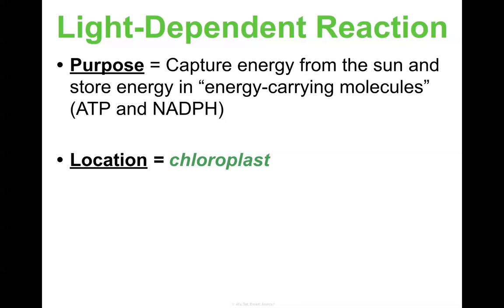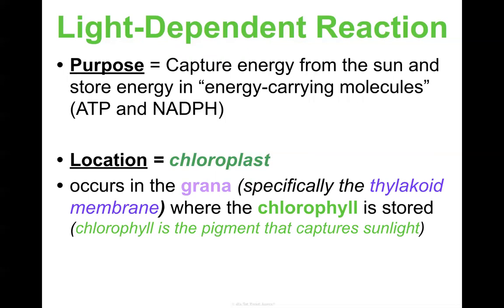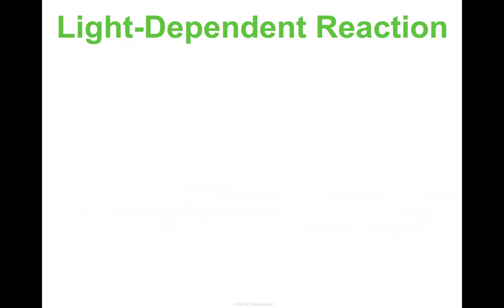The location where this light-dependent reaction happens is in the chloroplast. That's all you need to know, but to give you a little more detail so you can see it before you go to college, this occurs in the grana, specifically the thylakoid membrane where the chlorophyll is stored. Chlorophyll is the pigment that captures sunlight. Chlorophyll is what makes plants green. And in the autumn, when the leaves stop being green, it's because the chlorophyll has stopped being produced, and we see the color that was there all along that the chlorophyll was covering.